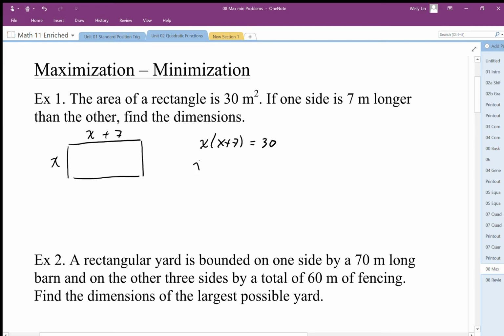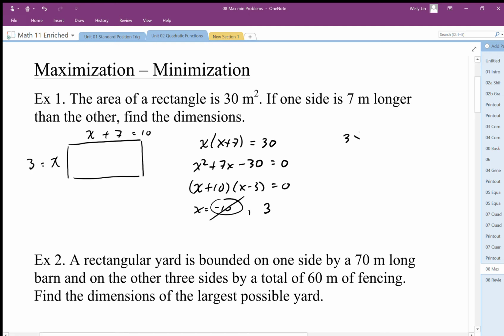In fact, we can solve this relationship by making it equal to 0, and we can kind of guess and test at this as well, and you can just figure out what factors multiply to 30. But here we have (x + 10)(x - 3) = 0. So we know that the length x is equal to negative 10, which is not possible. So that's an extraneous solution, or equal to 3 meters. Okay, so the dimensions work out to be 3 by 10. So we have a 3 by 10 rectangle.